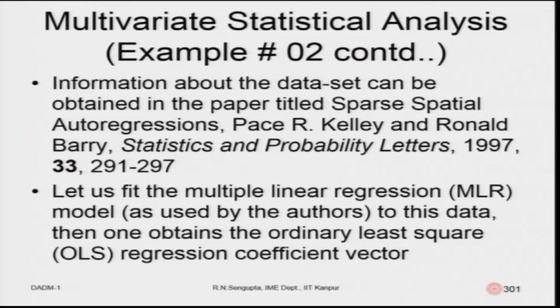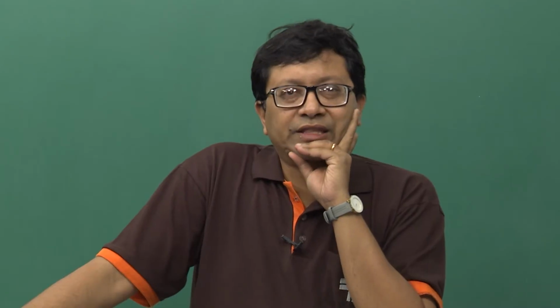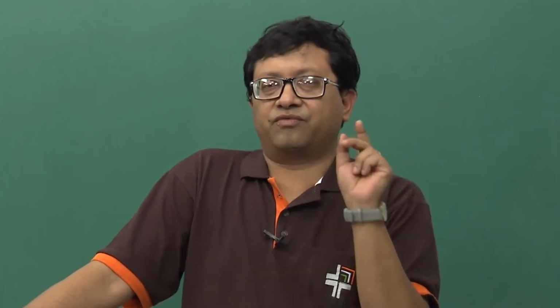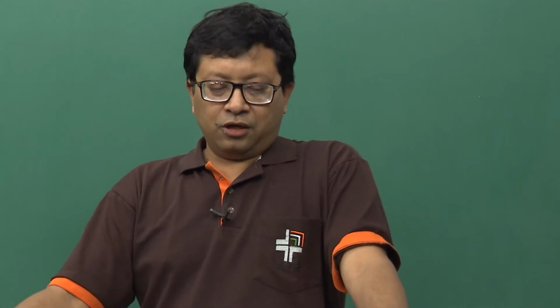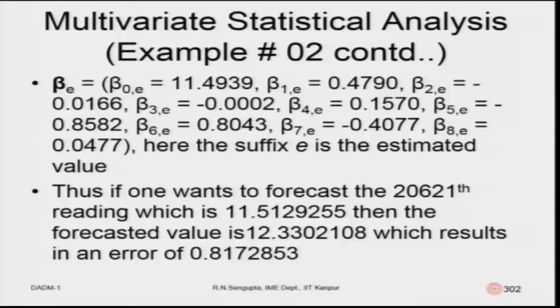Then we will obtain the ordinary least square regression coefficients. Obviously, these regression coefficients, the betas, if you remember, we will consider them as the sample ones. Even if the data size of 20,640 is huge, we will still consider the data on which we are doing the study to be just a sample. So, they would be the estimates. The estimates we denote by suffix e, and that bold beta is the vector.